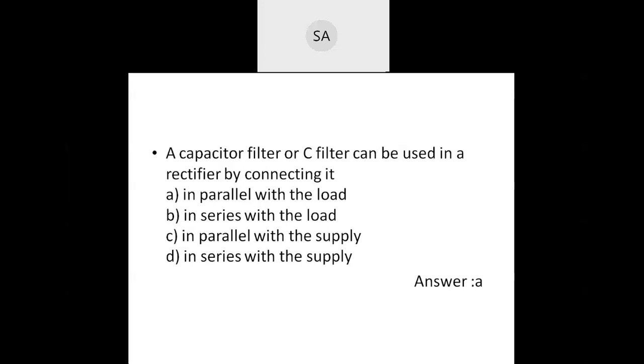So here, options A and B: in parallel with the load or in series with the load. The capacitor will be connected in parallel and the inductor will be connected in series with the load. So the option is A.